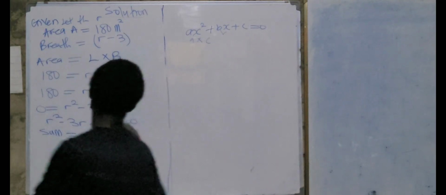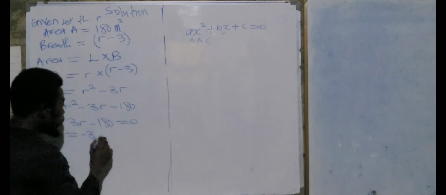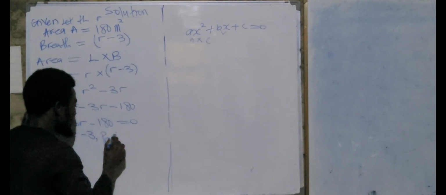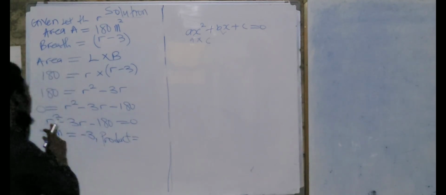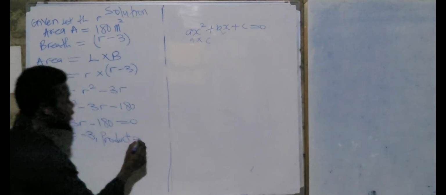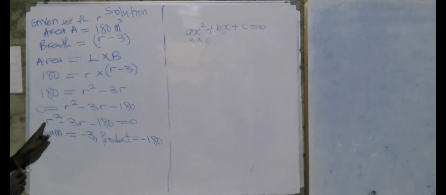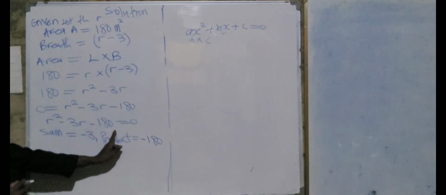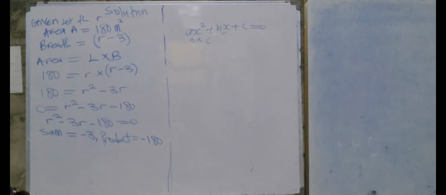So therefore, what is the product here now? Product here is equal to what? What is the product that multiplies a times c? Negative 180, right? Because a is 1, because this has a coefficient of 1. And then you have 1 times negative 180. Don't forget the sign.